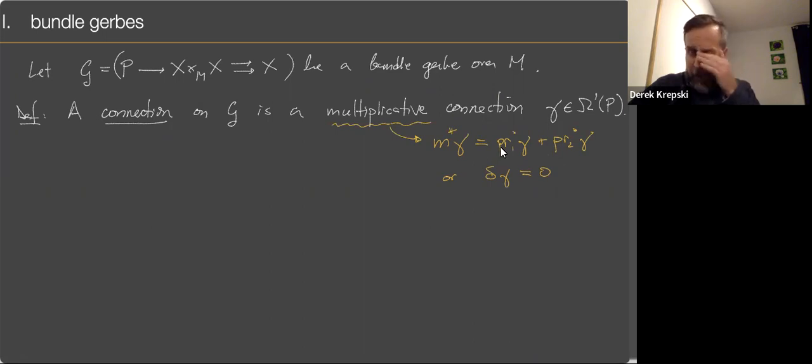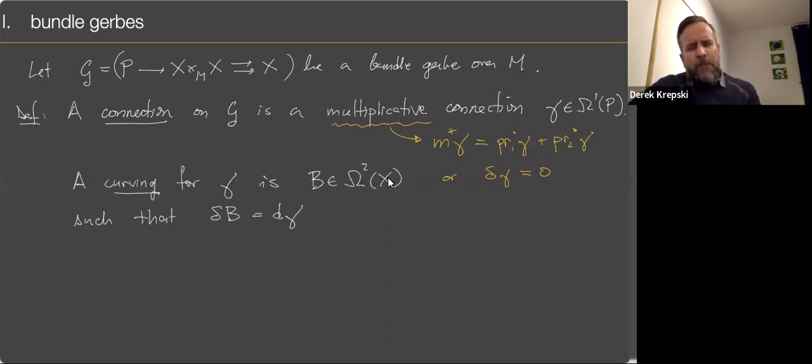And we can wrap this condition up, just a matter of notation, into this one equality, delta gamma equals 0. Delta here refers to what you might call a simplicial differential of the underlying simplicial manifold of the groupoid. In any case, you want to think of delta gamma equals 0 as being this equality here. So that's a connection on our bundle gerbe.